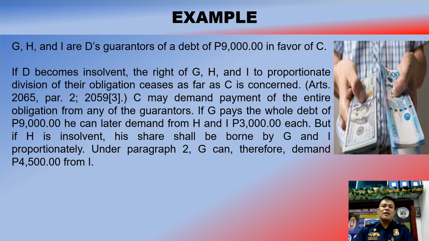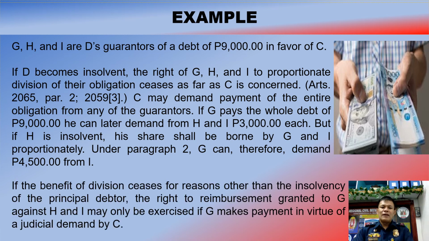But if H is insolvent, his share shall be borne by G and I proportionately. Under paragraph 2, G can therefore demand 4,500 from I. If the benefit of division ceases for reasons other than the insolvency of the principal debtor, the right to reimbursement granted to G against H and I may only be exercised if G makes payment in virtue of judicial demand by C.